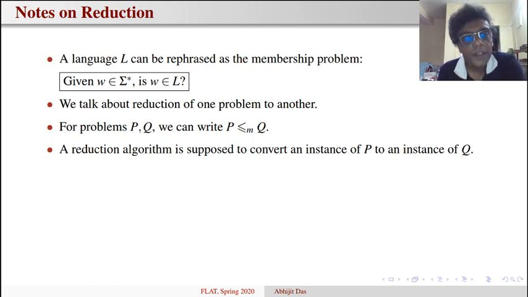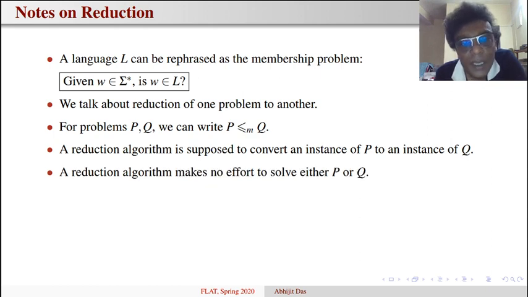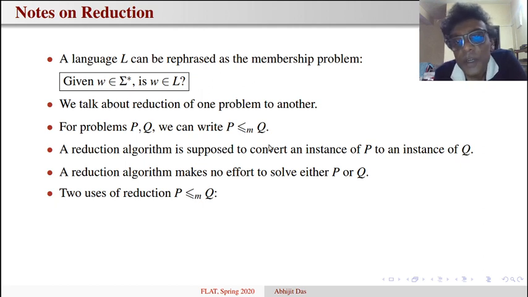Okay, and this is a very important thing. The only task that a reduction algorithm does is convert an instance for P to an instance for Q. It makes no effort to solve P or to solve Q. Okay, so it suffices to give a description of how an instance of P can be converted to an instance of Q. We have seen a couple of examples on how this is done, at some state, at some new transitions and all that stuff. But we never tried to solve the halting problem or the membership problem.